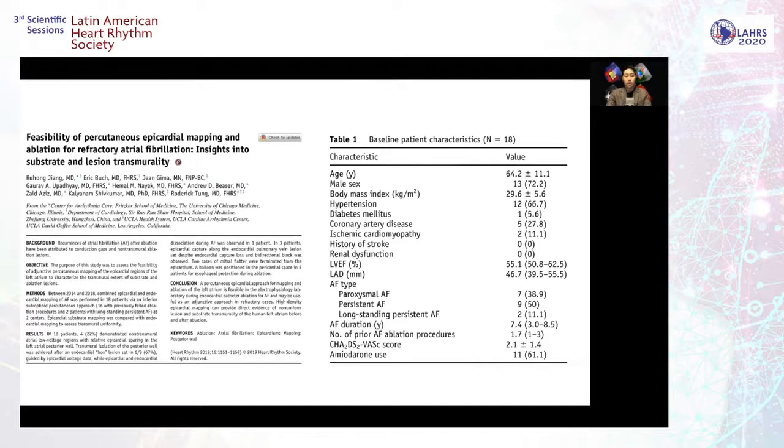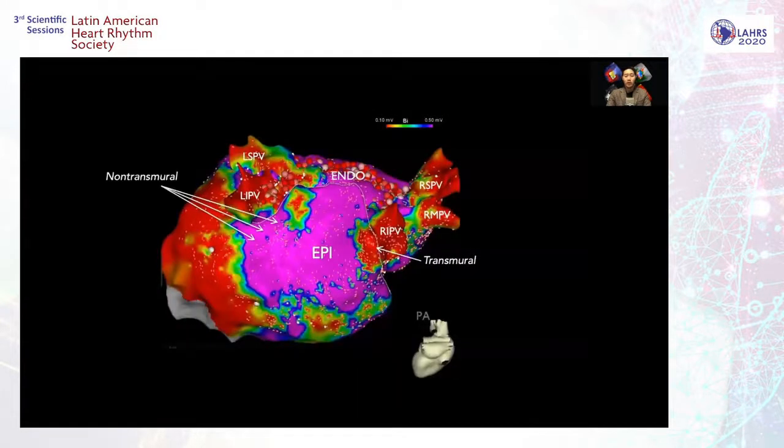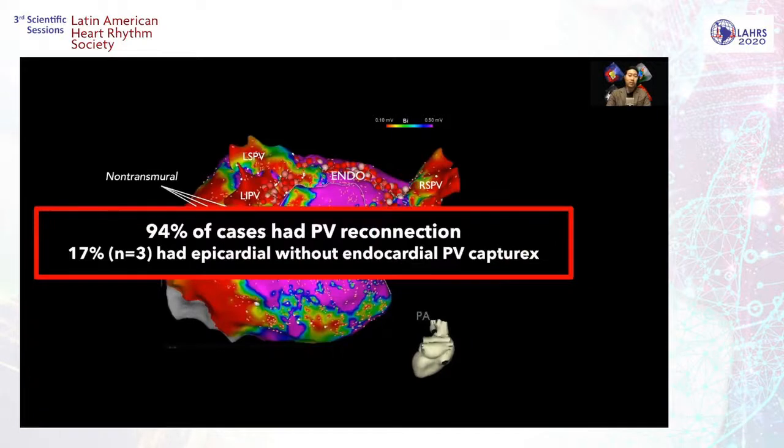And what we did was we looked to see what insights we obtained from percutaneous epicardial mapping and assessed its feasibility. And here what you see is that sometimes you do get transmurality, as we would expect here in the RIPV, but then there's other times where you actually have relative epicardial sparing, which again represents like a 3D gap. So this is 94% of cases had reconnection in this redo series, but 17% had epicardial capture without endocardial capture, which is of interest.